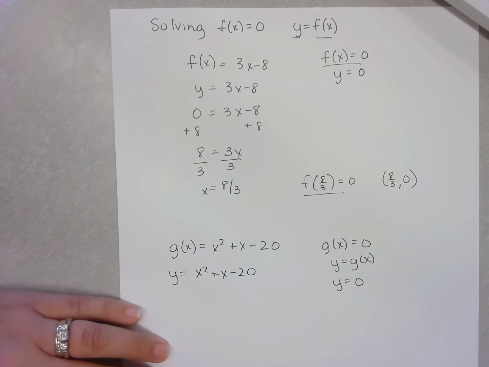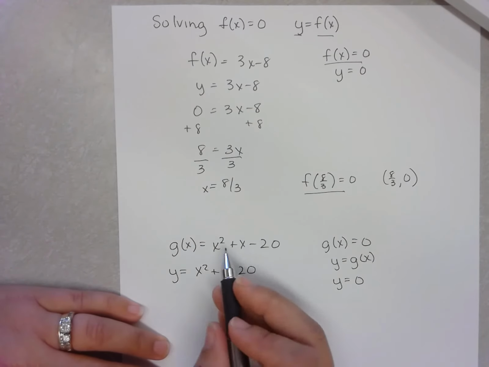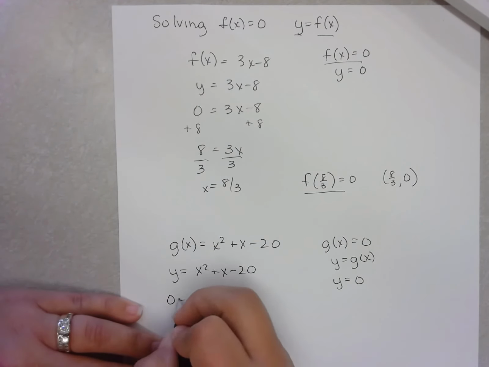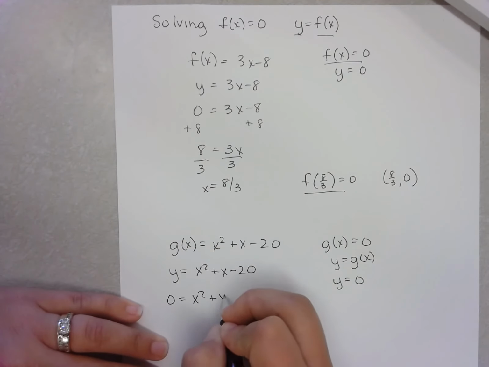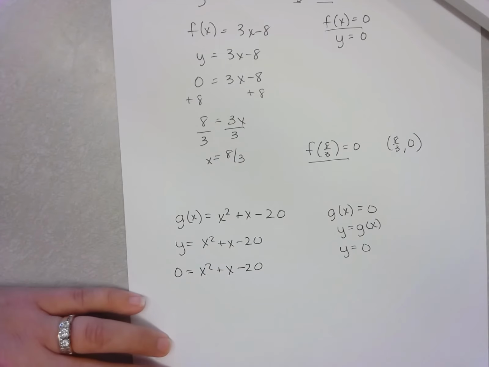Now I'm writing very carefully every step. It's okay once you get comfortable to just plug in y equals 0. That's perfectly acceptable. My next step is 0 equals x squared plus x minus 20. This is a quadratic, and now it looks like I can factor it.